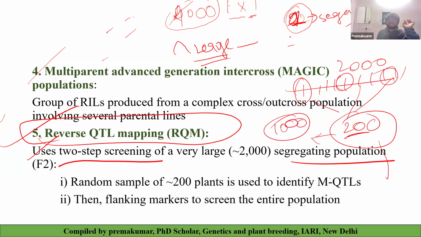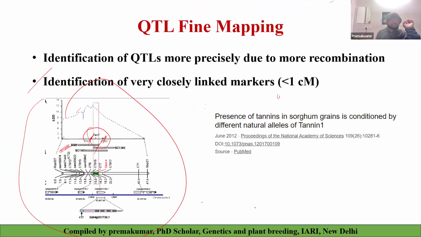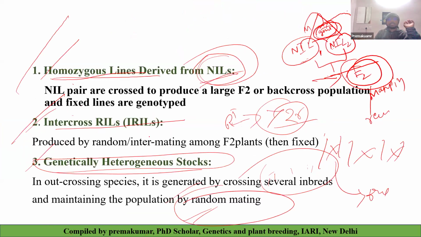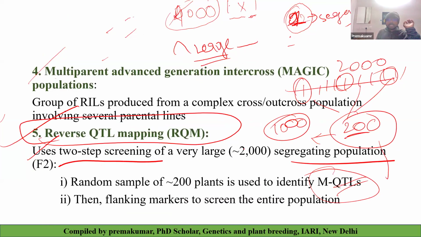Then you get a major QTL, and after getting the major QTL, you get flanking markers. Like this, you get flanking markers here. You screen these flanking markers in the entire 2000.